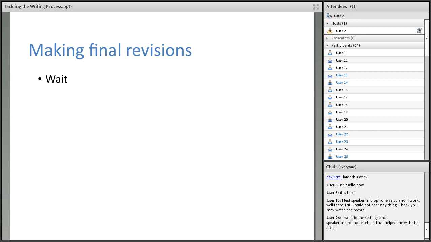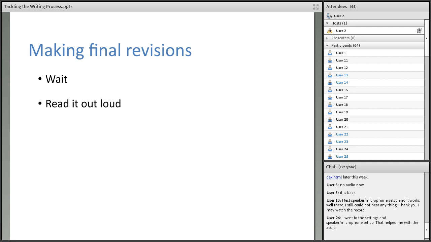Once you finalize the content of your manuscript, it's time to make the final revisions of it. Start by waiting. Don't immediately edit your document after you finish writing it. Wait at least a couple of hours. If possible, wait and edit a day or two later.